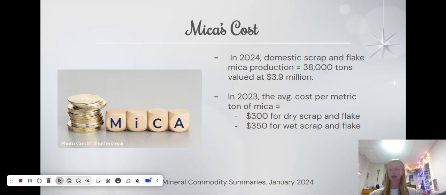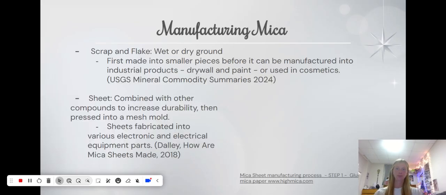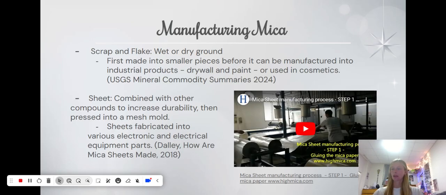In 2023, the average cost per metric ton of mica in the United States was $300 for dry scrap and flake and $350 for wet scrap and flake mica. When it comes to manufacturing mica, the two different types are manufactured in slightly different ways. Scrap and flake mica is either wet or dry ground. Either way, it's first made into smaller pieces before it can be manufactured into industrial products such as drywall, paint, or before it's used in cosmetics.